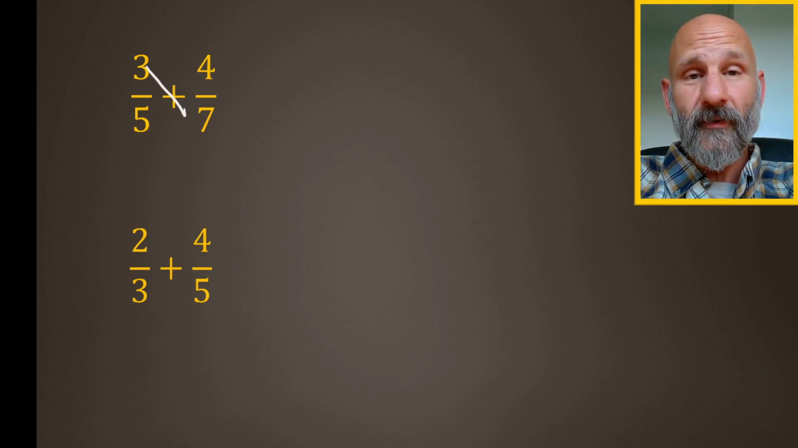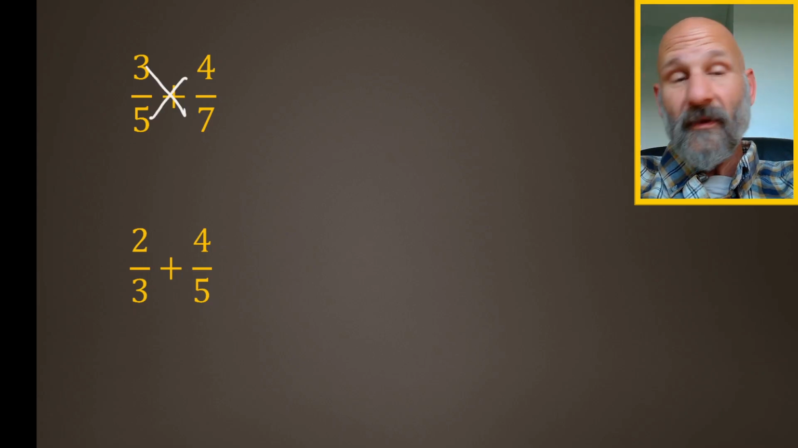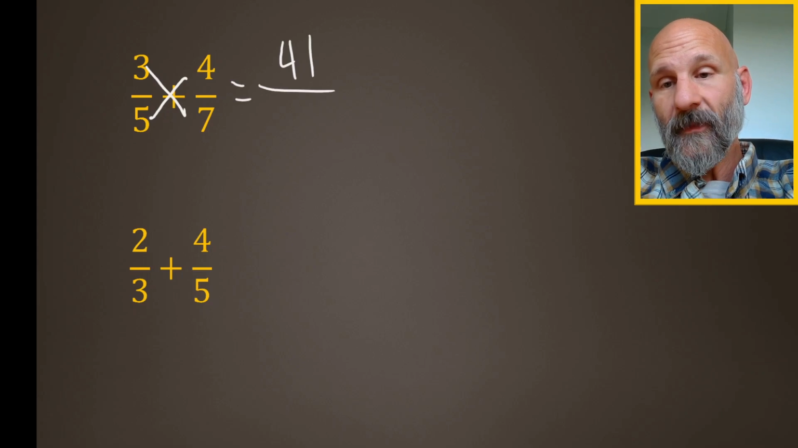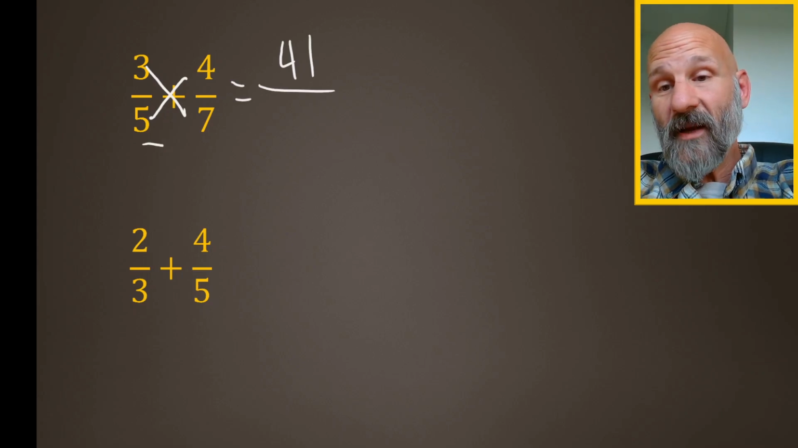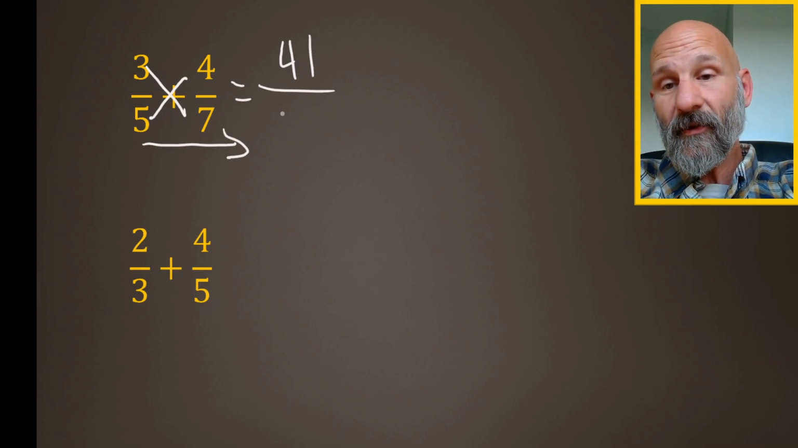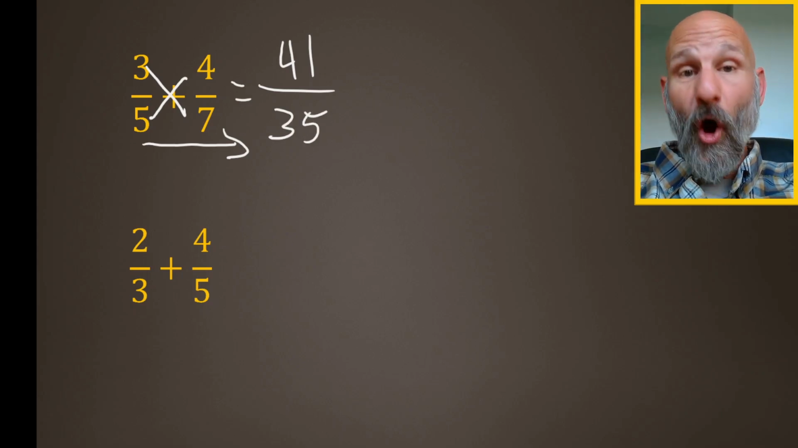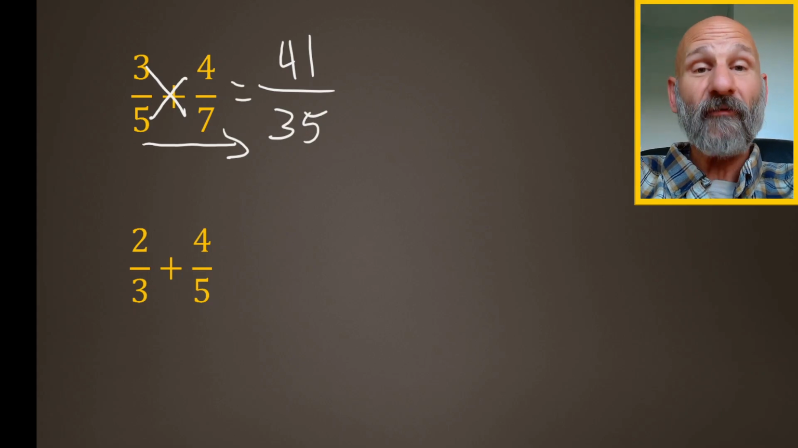Crisscross. That's 21. That's 20. Add them up, you get 41. Then 5 times 7, multiply the denominators. 5 times 7 is 35. Done. It honestly goes that fast every time.